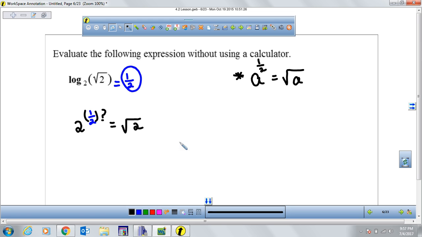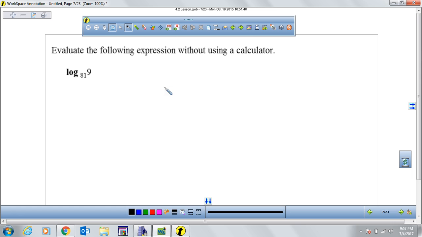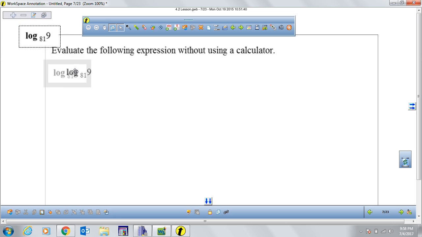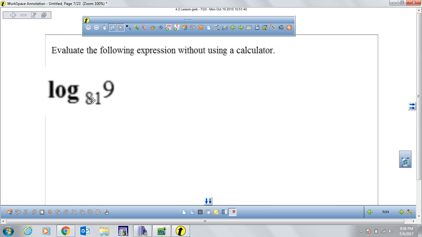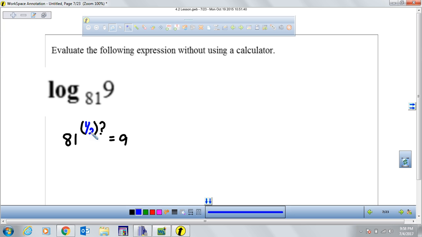Now, the next one. We're going to evaluate this one. It says, evaluate the following expression without using a calculator. This one is very similar to the previous question. It's actually the same thing, because on this one we're trying to find a power that when I raise 81 to that power, it equals 9. That power is also going to be 1/2, because what does the 1/2 mean? The square root of 81, and that is going to give us that 9. So the power for this expression is also 1/2.